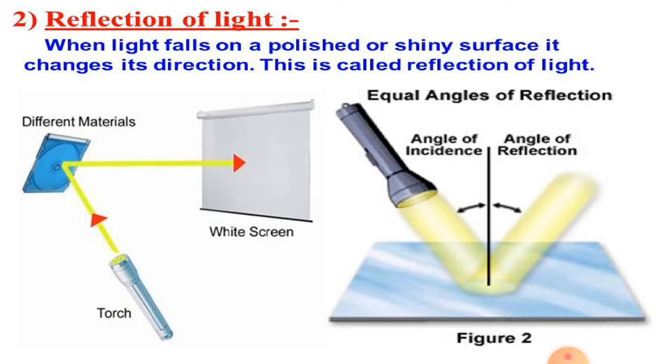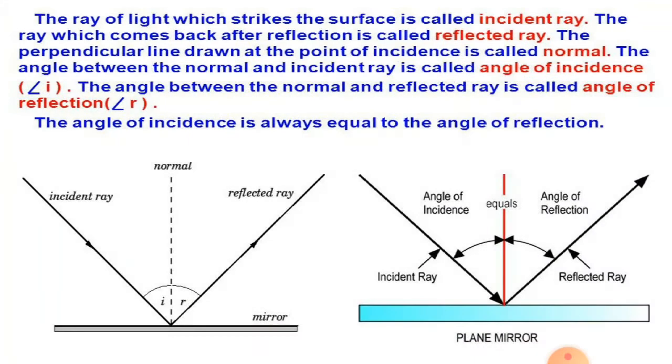So this is about the reflection of light. I have already told you about the incident ray, the reflected ray, the normal, the angle of incidence, the angle of reflection, and how we denote them. Just note that the angle of incidence is always equal to the angle of reflection. The angle formed between the normal and the incident ray is always equal to the angle formed between the reflected ray and the normal.